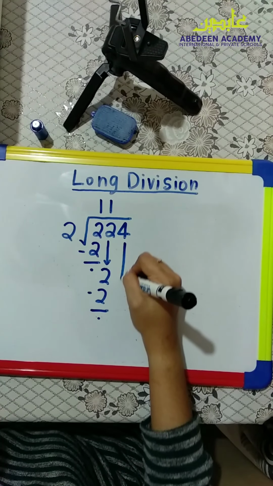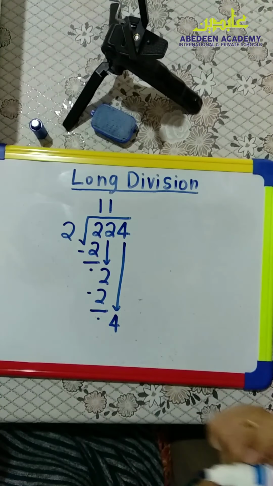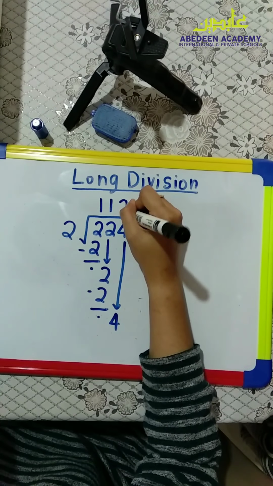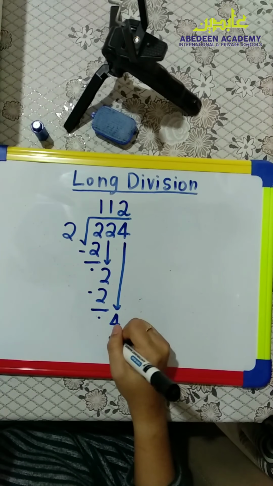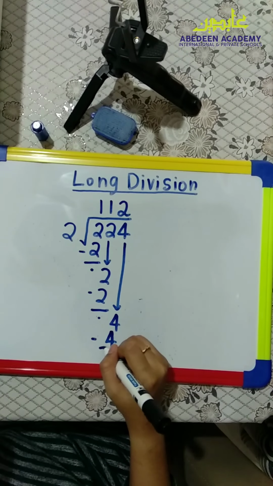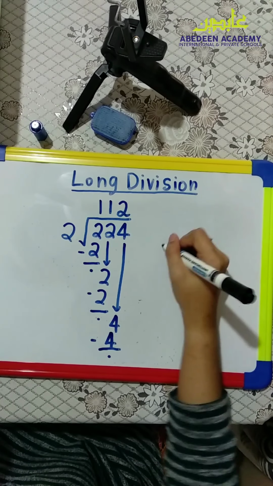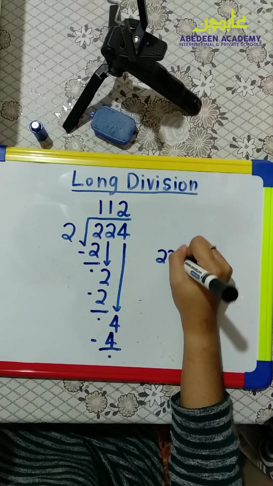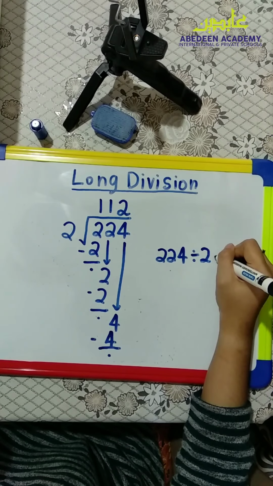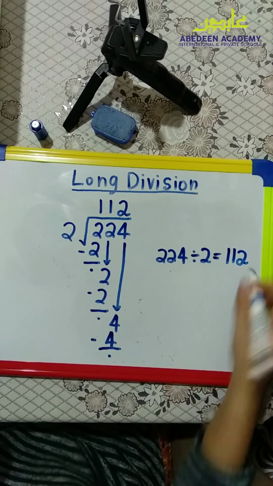Now 4 will come down. What in table 2, the answer is 4. What times 2 equals 4? So 2 times 2 equals 4. Now you have to be very, very good in your multiplication table. So the answer is 0. Now we can write here that 224 divided by 2 equals 112. That's the answer.